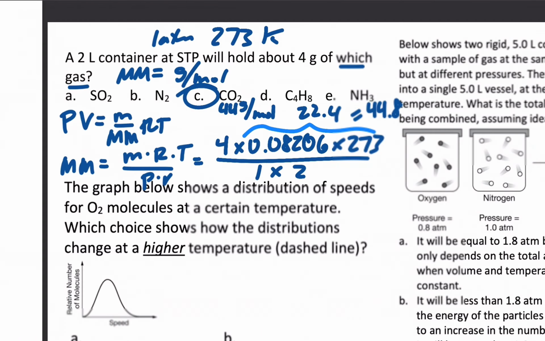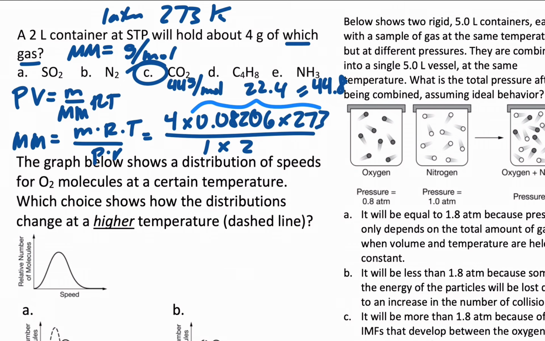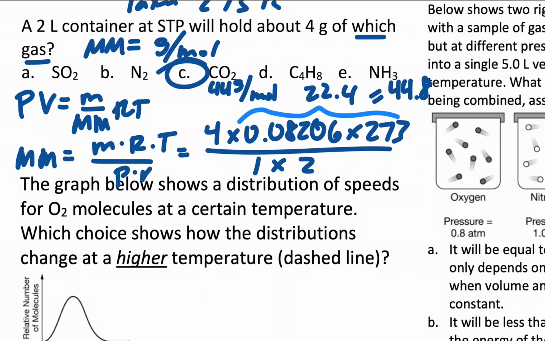So choice C is the correct answer. You could prove it with a calculator. Go through, check all these other molar masses, they wouldn't be correct. Sulfur dioxide is about 64, N2 is 28, ammonia is 17, C4H8, that'd be 48 plus 8, about 56. So CO2 is by far the best answer when you're comparing those molar masses.